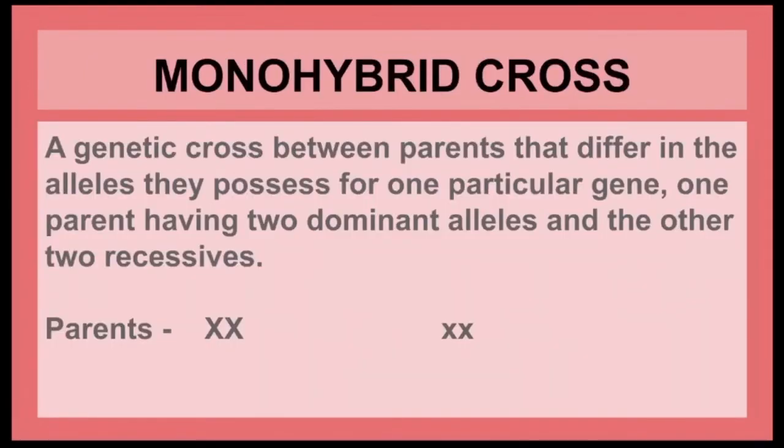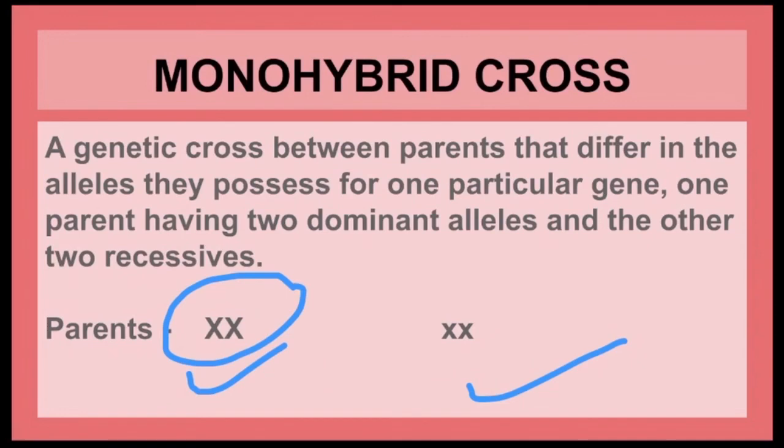Monohybrid cross. It is the cross between parents that differ in the alleles they possess for only one particular gene. The other characteristics are similar. For example, if we consider these two parents, we will find that one has both dominant alleles, the other one has both recessive alleles.